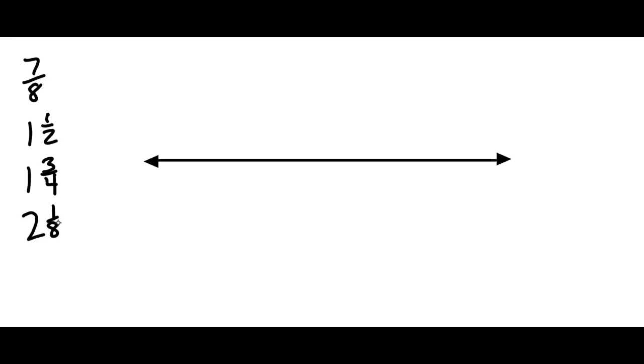So it looks like my scale is going to have to be made with hashes at every 8th. So I'm going to need a scale from 0 the whole way through to 3, and then between each of the whole numbers, I'm going to have 7 hashes so that each section is divided into 8 parts.